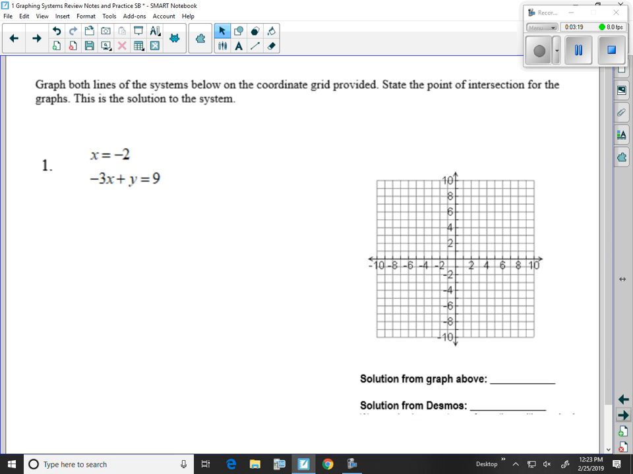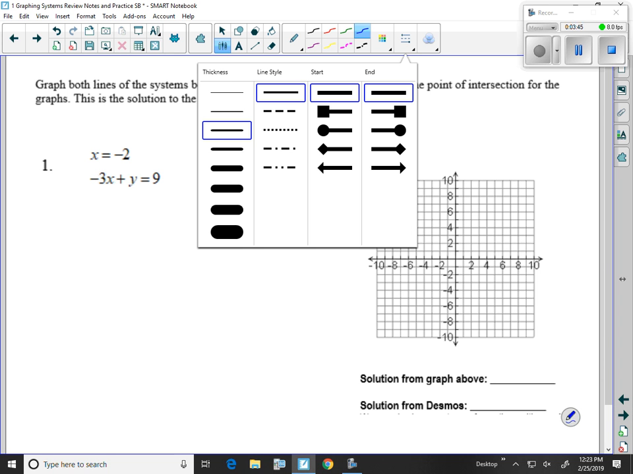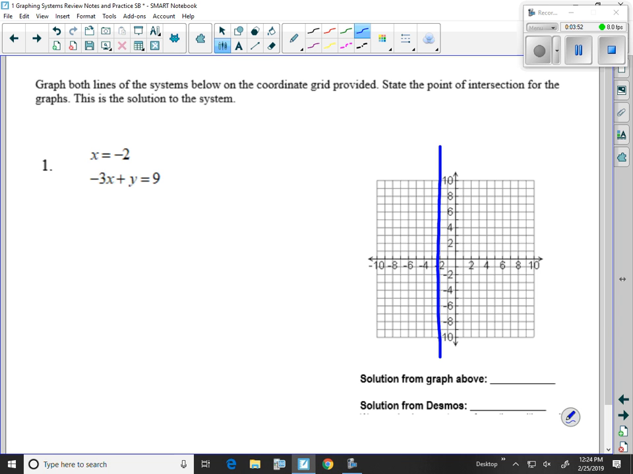All right. It says graph both lines below on your coordinate grid and state the point of intersection for the graphs. If I look at x equals -2 and graph that, show me with your arm what that looks like. Yes, straight up and down. We're going to draw a line at x equals -2. There's my line.